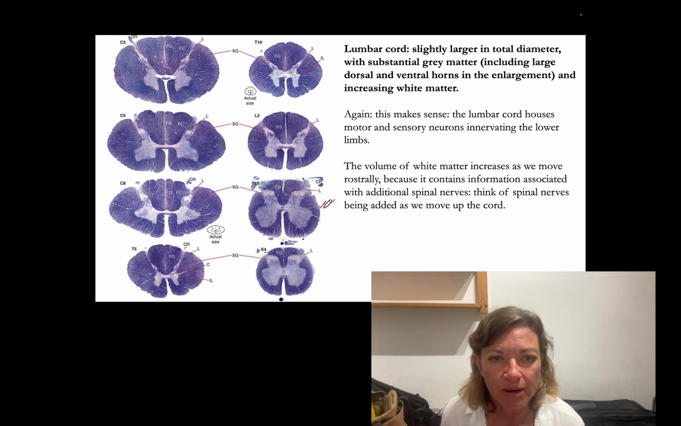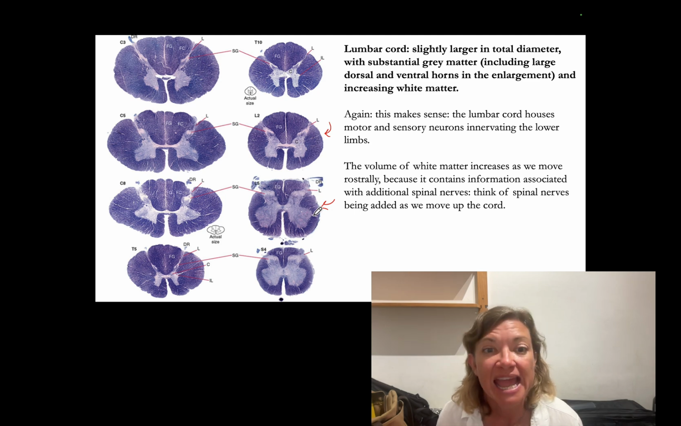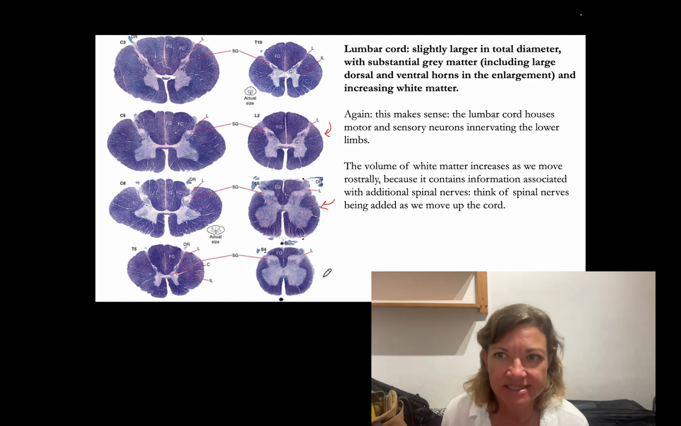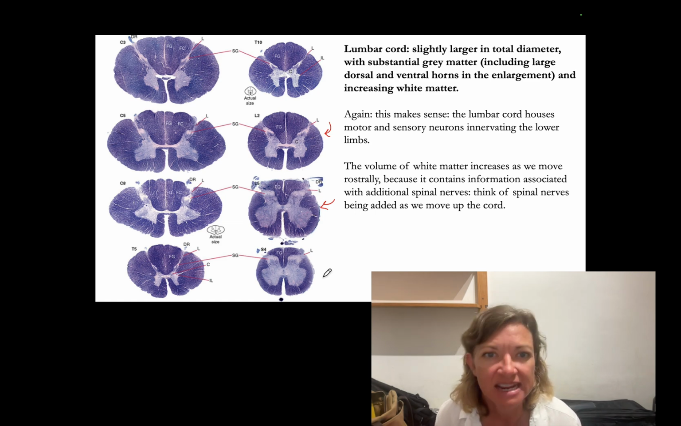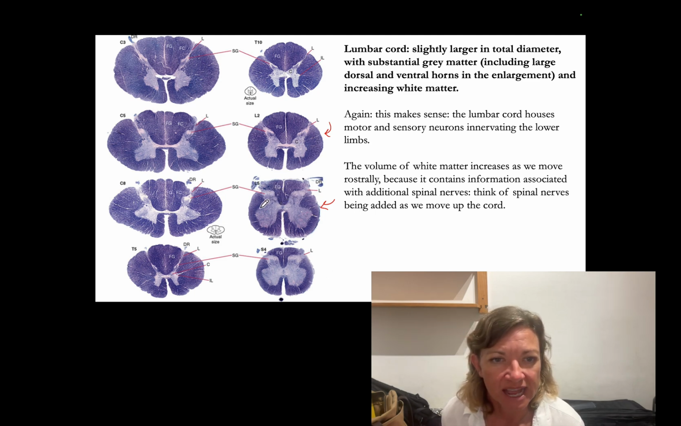Now, if we move up to lumbar cord, here's an L5 section and a section from L2, we can see that the spinal cord is slightly larger in total diameter. It still has a substantial gray matter volume, and it has more white matter relative to the sacral cord. Now, again, this makes sense. The lumbar cord houses motor and sensory neurons innervating the lower limbs. And at the enlargement, which is L4-5, you can see how big the ventral horns and the dorsal horns are, for that matter, with motor and sensory information of the lower limbs. They're a little smaller in L2, where we moved rostral to the lumbar enlargement.